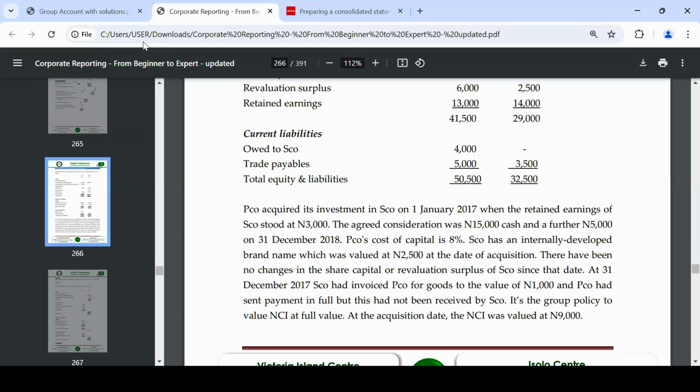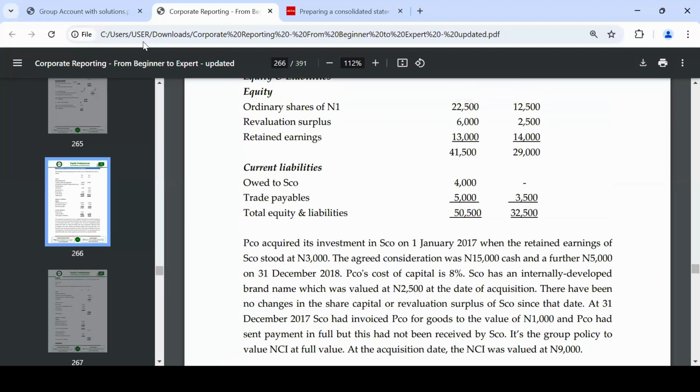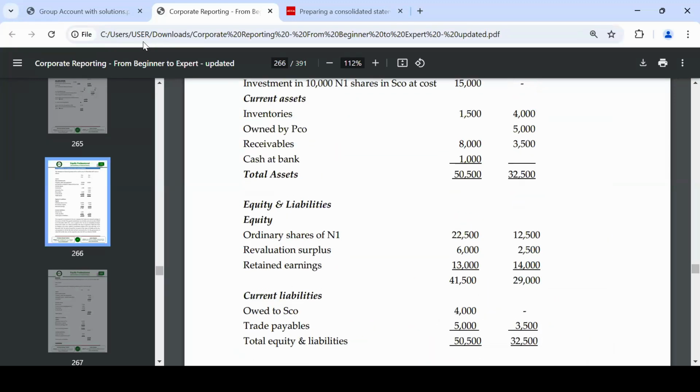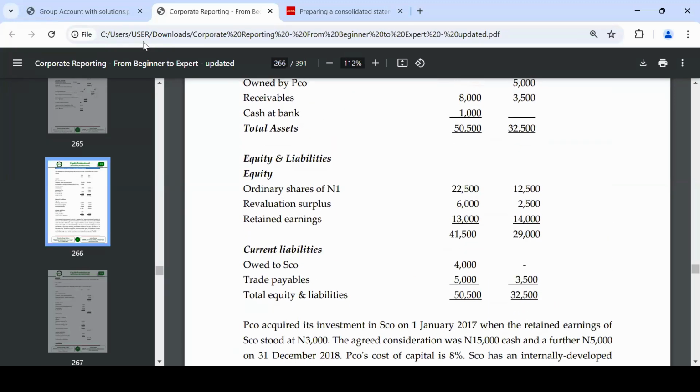At 31st December 2017, ESCO had invoiced PICO for goods to the value of 1,000 naira, and PICO has sent payment in full. But this had not been received by ESCO. Okay, I want somebody to summarize what you're going to do. Yeah, what are you going to do?